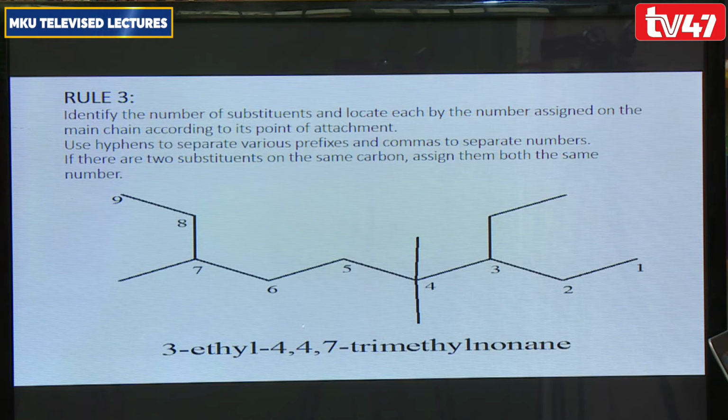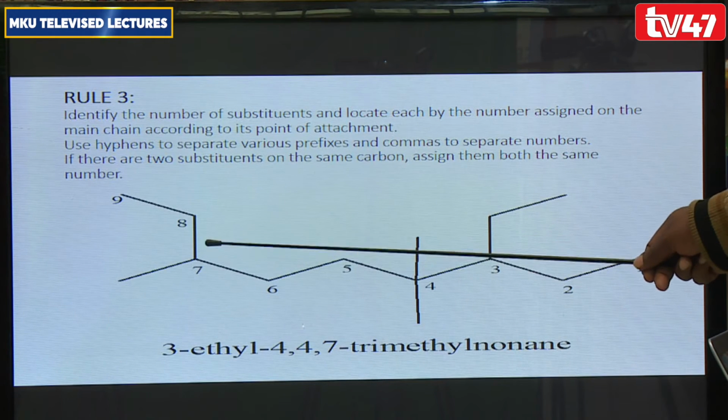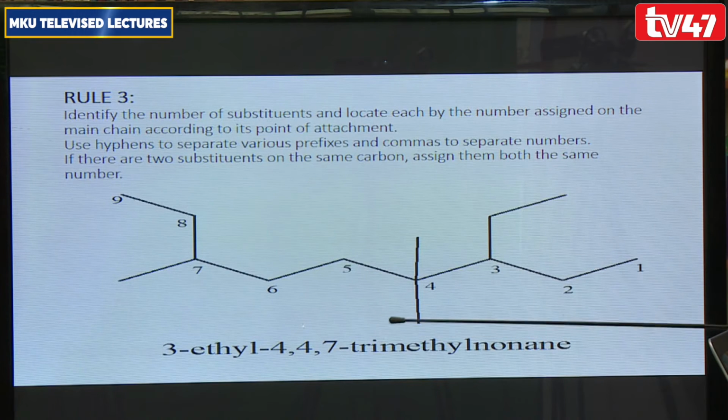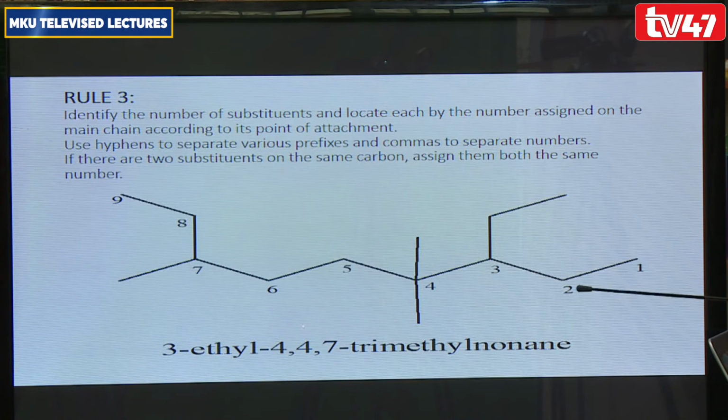So ethyl with an E comes before methyl with an M as the first alphabetical letter. So in naming this, first of all, we have to count the longest chain. So this is not a methyl because it's part of the longest chain. So we have 3 methyl groups and 1 ethyl group. So we have a total of 9 carbons. Each position numbered is a carbon. So this is a nonane.